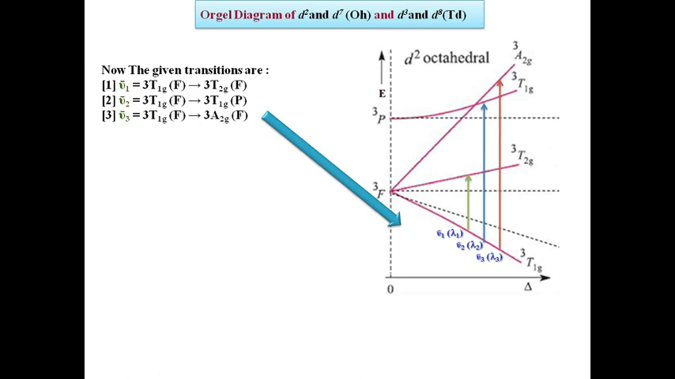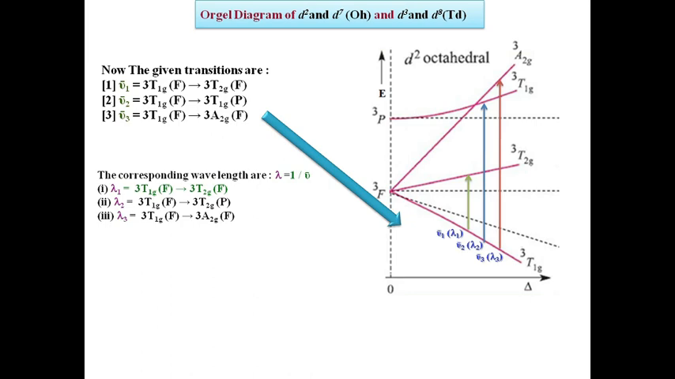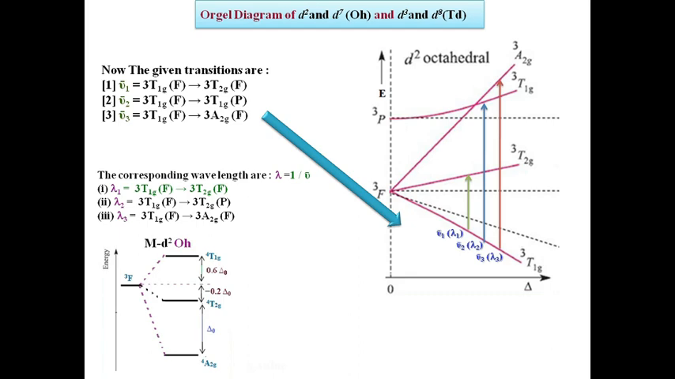From the energy involved in these transitions, we can calculate the wavelength lambda and the position of absorption in the experimental spectra. Again, we can calculate the 10Dq value from the splitting of the F term as shown here. For these configurations, the energy gap between T2 and A2 provides the 10Dq value. From these data, we can interpret the spectra and the color of their complexes.